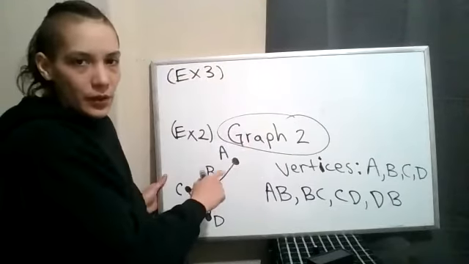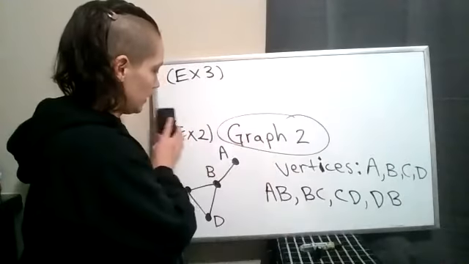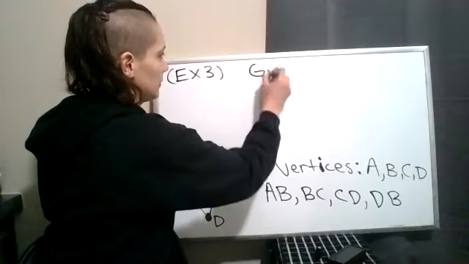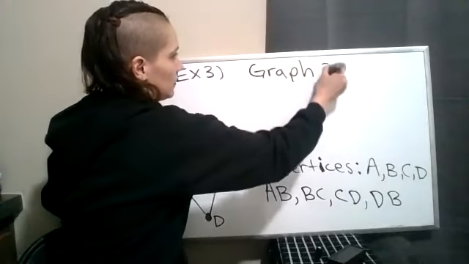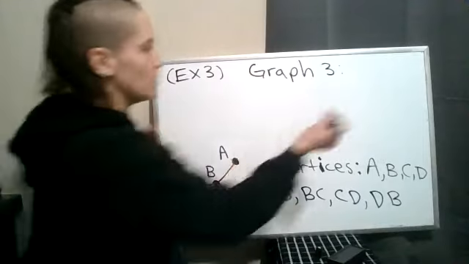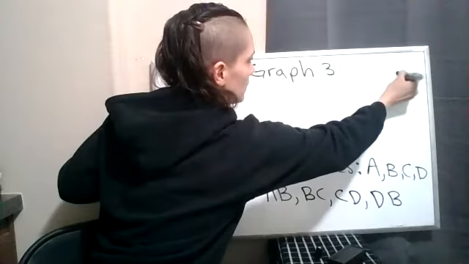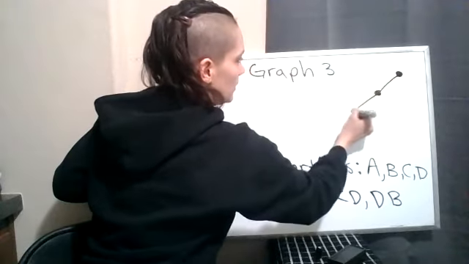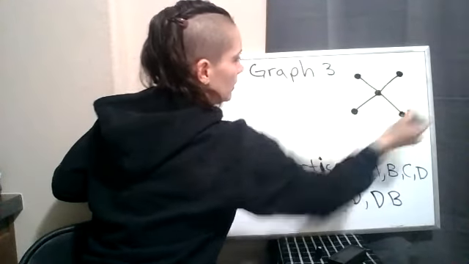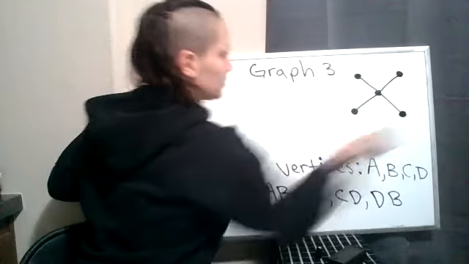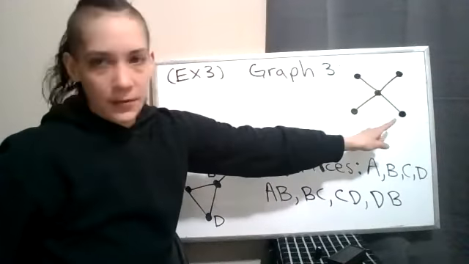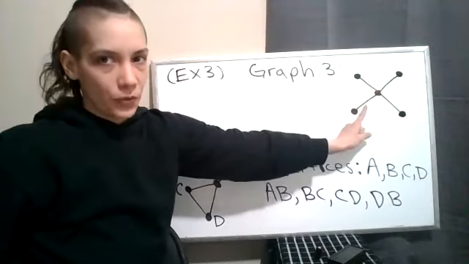So we're going to do graph number 3. It's a crisscross like this. Dot to dot to dot. Over, over, over. We will have 1, 2, 3, 4, 5 vertices and 1, 2, 3, 4 edges.